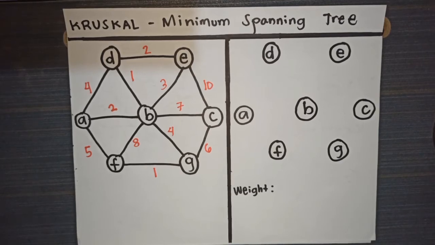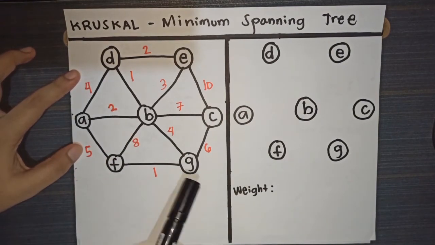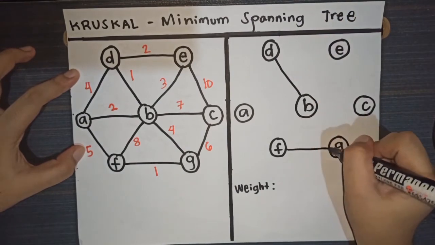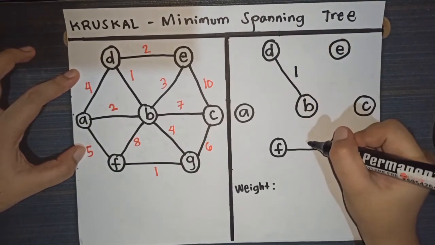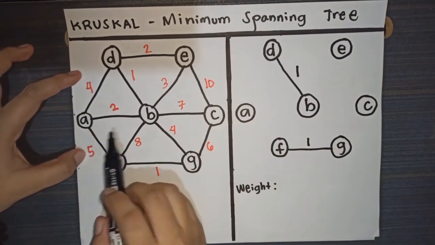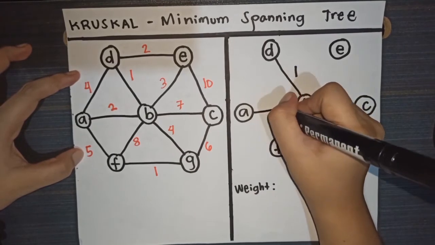So what we are going to do is to keep minimum edges as long as no cycles are found. So first, piliun na to ang may cheapest edge, which is ang D to B ug ang F to G. Next is ang A to B ug D to E since 2 man ang iyahang edge.